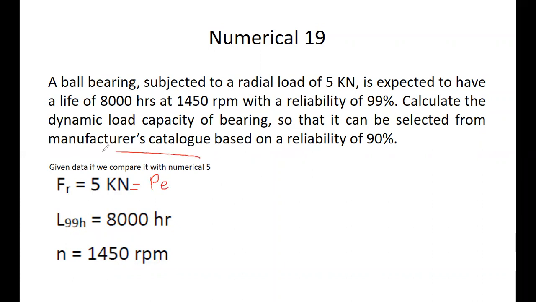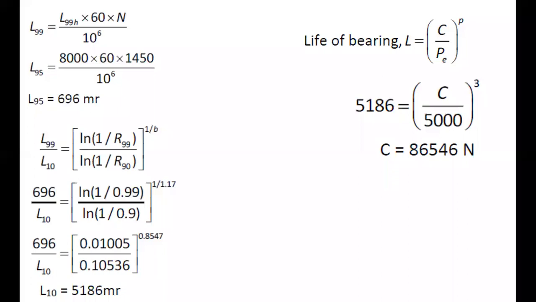See guys, this is almost similar to the numerical which I have solved, the 5th numerical before. Same data was there, but instead of 90% reliability, here it is 99%. So this 8,000 hours life will be for 99% reliability. So now one step has increased as compared to numerical 5. What are we going to do?